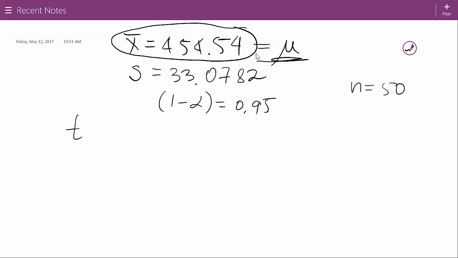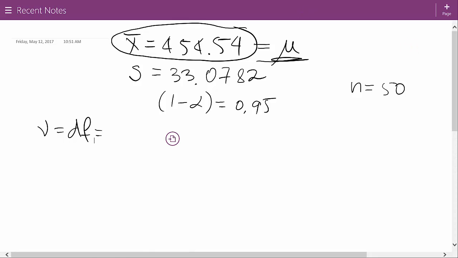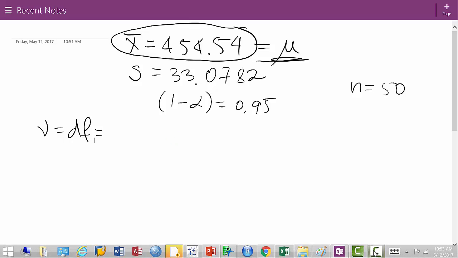So therefore, what's the number of degrees of freedom that I'm going to use? Nu or df, degrees of freedom? Did you record this? Mm-hmm. Yeah, I believe it's recorded. Let me double check. Doesn't show me for some reason, but yeah, I'm fairly sure it's recorded.